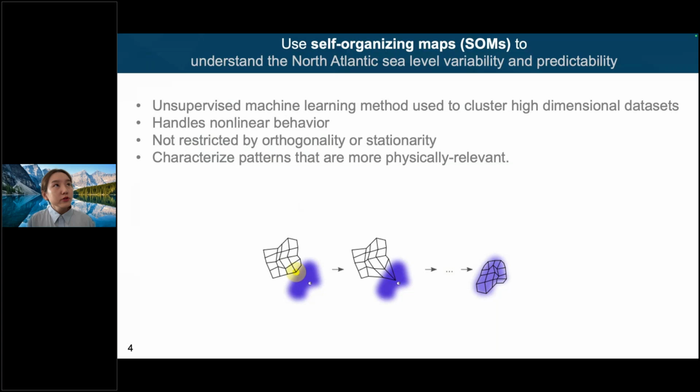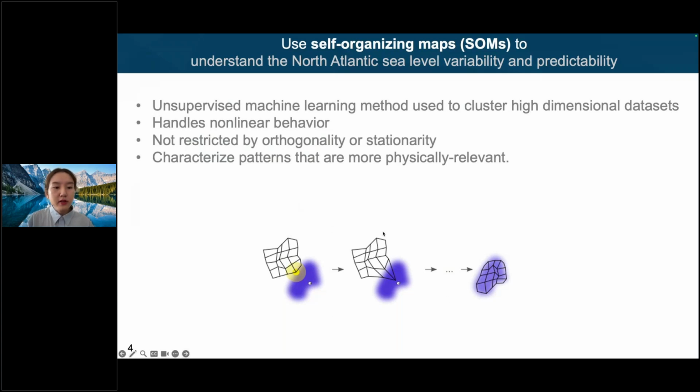In order to understand the variability and predictability in the North Atlantic Ocean, here we apply a machine learning method called self-organizing maps, or SOMs. The SOM, briefly, is an unsupervised machine learning method used to cluster high-dimensional datasets. Compared to some more conventional methods, it can handle nonlinear behavior, and it is not restricted by orthogonality or stationarity. Therefore, it can characterize patterns that are more physically relevant.